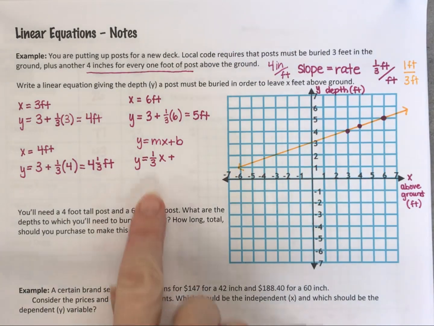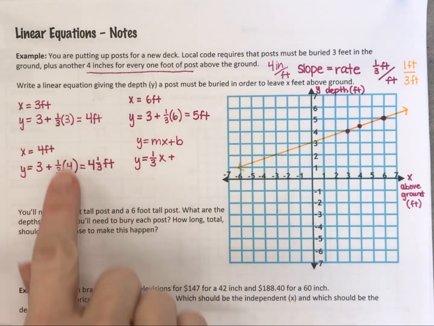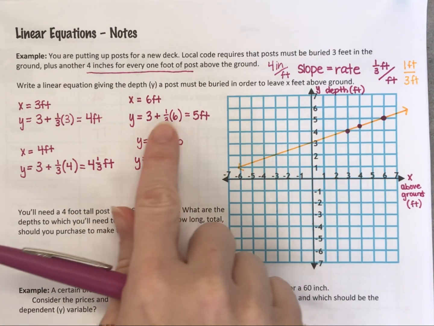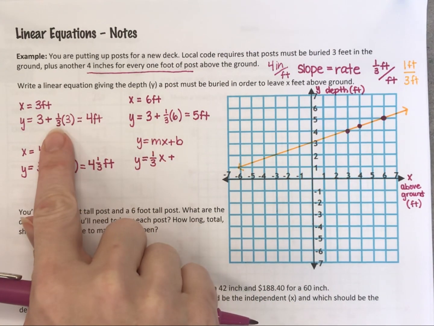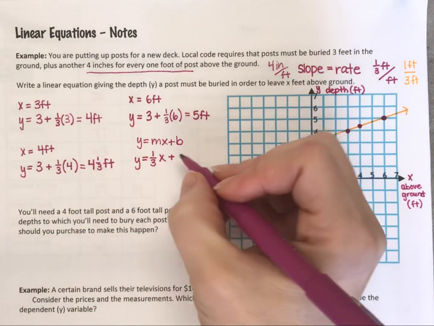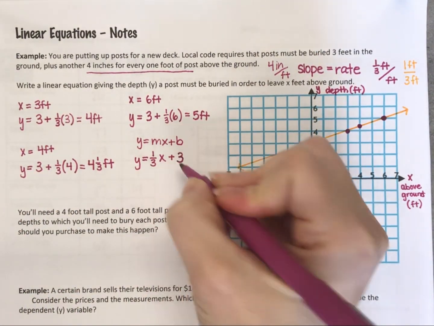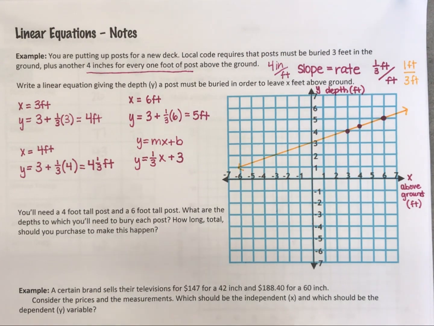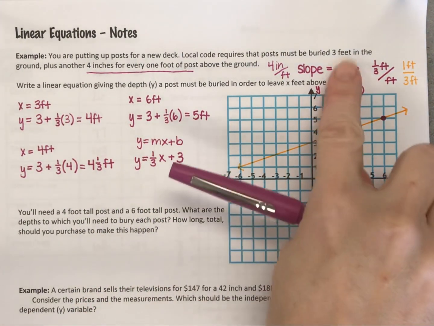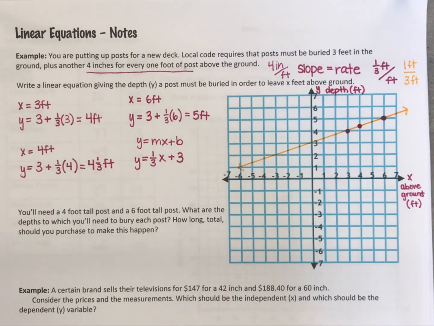And actually, if you look back at these calculations we did, do you see how we were actually doing 1/3 times x plus 3? 1/3 times x plus 3, 1/3 times x plus 3. And what was the significance of that 3 every time? Why do we start with a 3 every time? It's because that local code, that's the baseline number of feet that every post has to be buried.